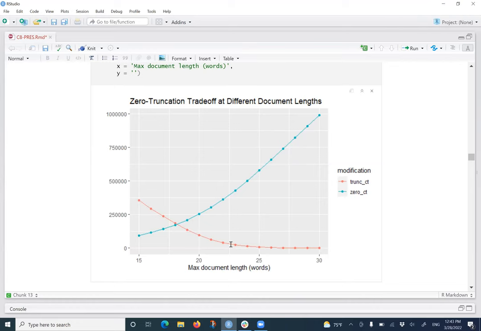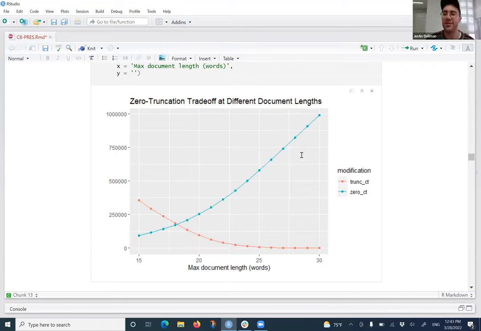Go ahead. So the trade-off you are talking about, do you experiment with maybe 20 and 30 to see the trade-off? I think ultimately what you would do is just run the model with L at different values.